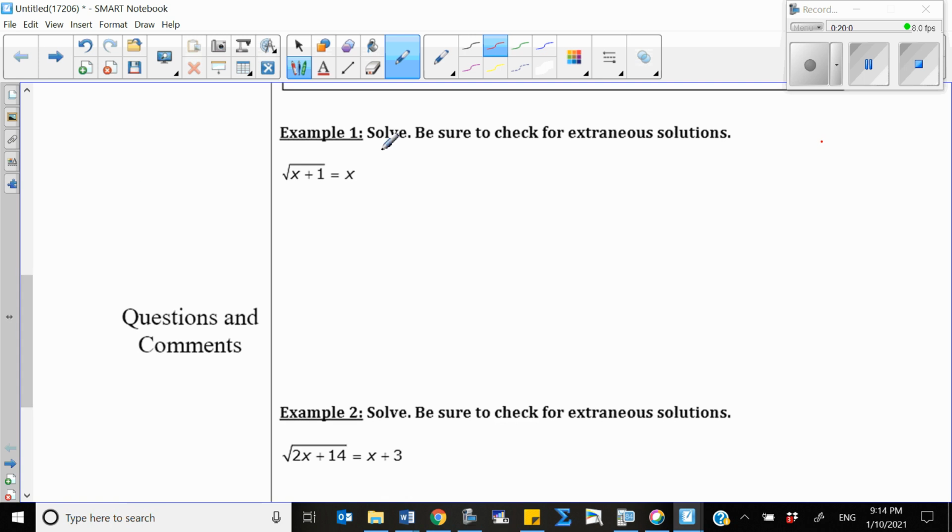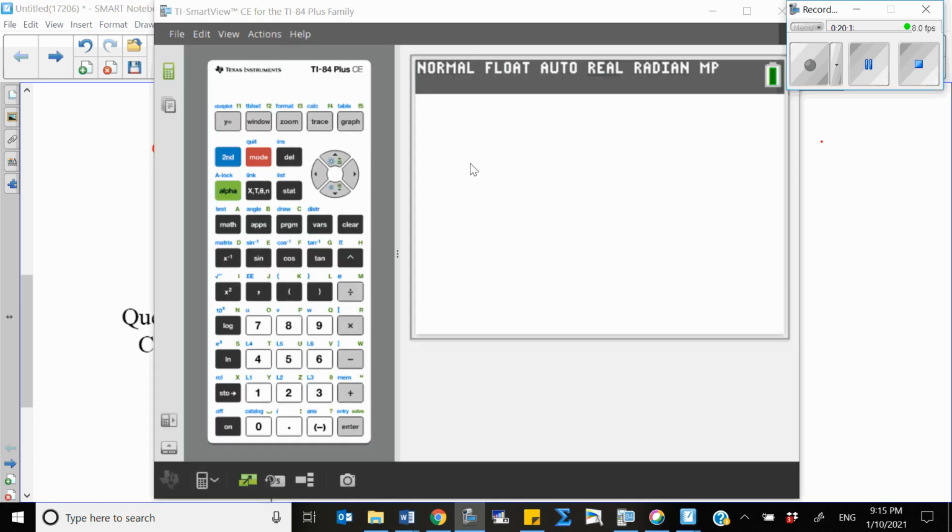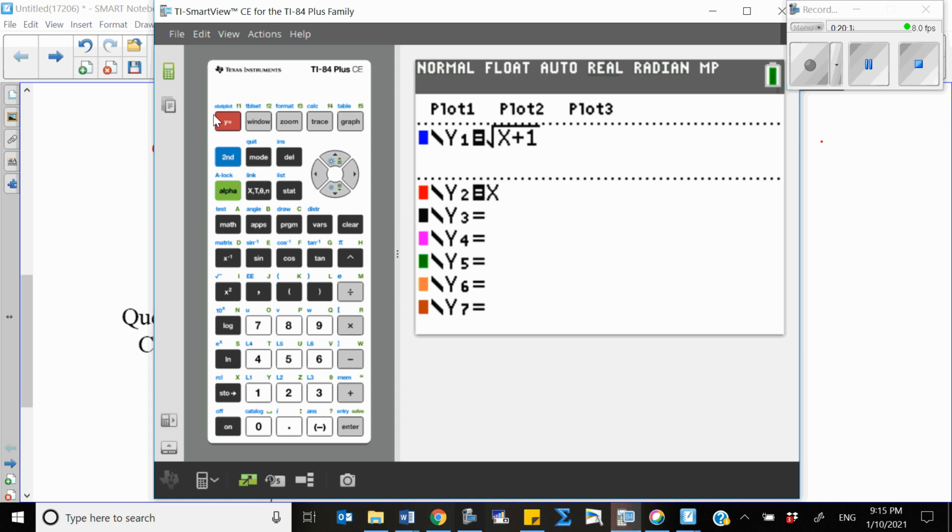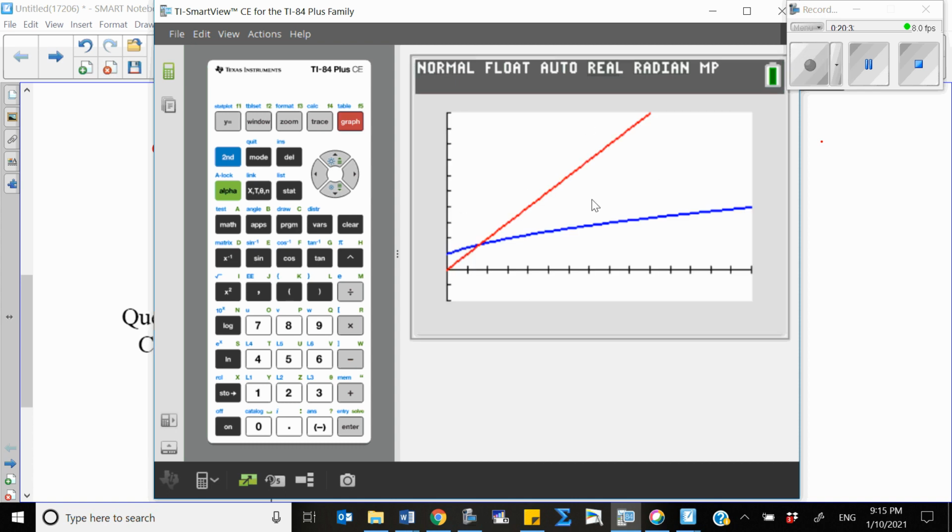Let's try another example here. I'm going to do this using a calculator. So how do I solve that? Again, the left side as y1 and the right side as y2. Okay, so this is my calculator. I go to y equal to, I have already done that. Y1 is equal to square root of x plus 1. That's the left side, and the right side, y2 equal to x. Now, if I graph them, this is the graph of my equations. What is the solution? The solution is this point, which is the intersection of these two graphs.